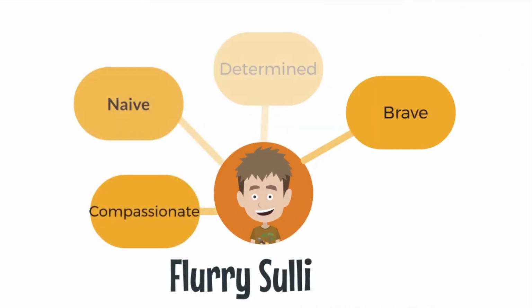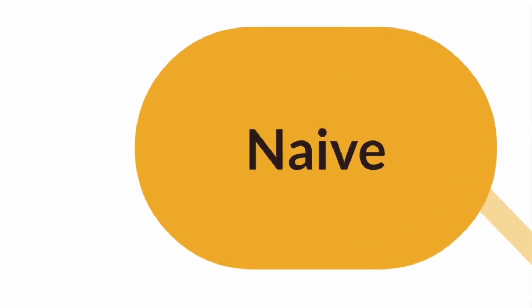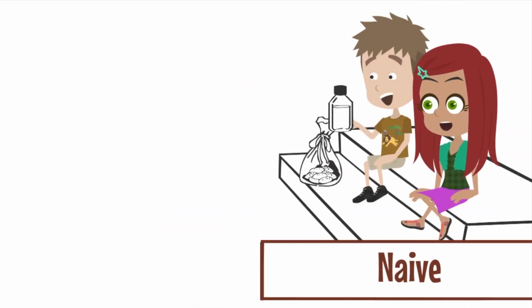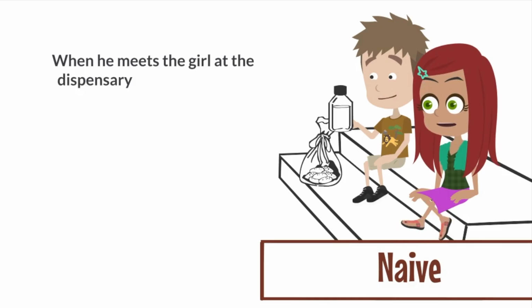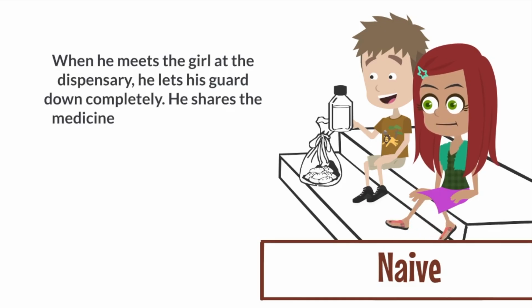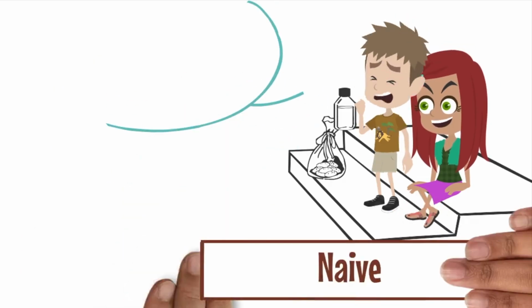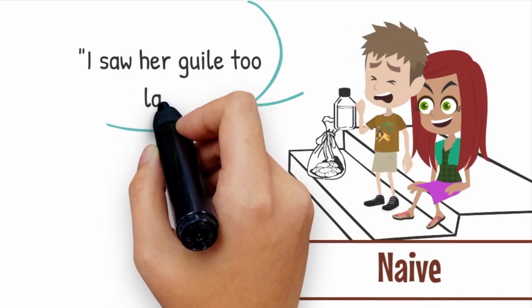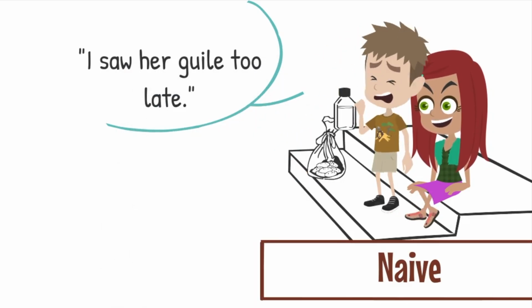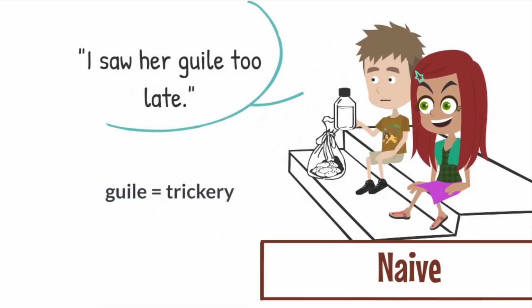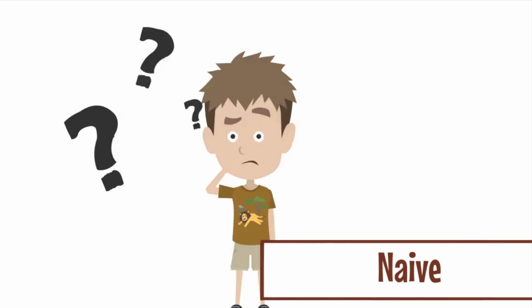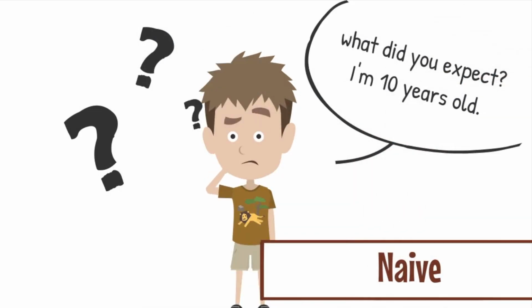But Fleury is also extremely naive. He's innocent. He's doing adult things with a child's heart. When he meets the girl at the dispensary, he lets his guard down completely and he shares the medicine. Even spends the money on sweets instead of the candle he had promised the Virgin Mary. Later he admits, "I saw her guile too late." That's a big word, guile. It just means trickery. He didn't see the trap coming until he was already inside it. That's a classic sign of childhood, wanting to do the right thing, but getting caught up in distractions and curiosity.